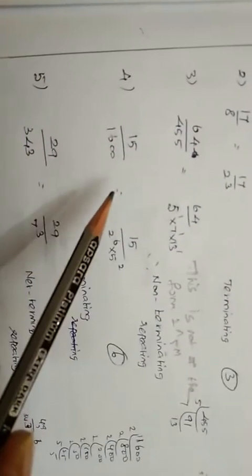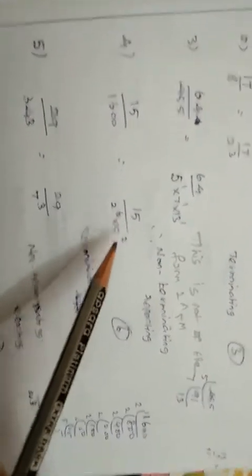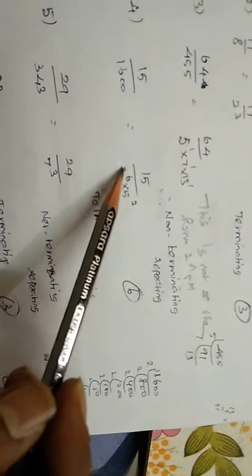This is not of the form 2 power n into 5 power m. So therefore it is non-terminating repeating, right? Next, 15 divided by 1600. The prime factorization of 1600 is 2 power 6 into 5 power 2. So only 2 and 5 bases. So we can tell it's a terminating decimal expansion.